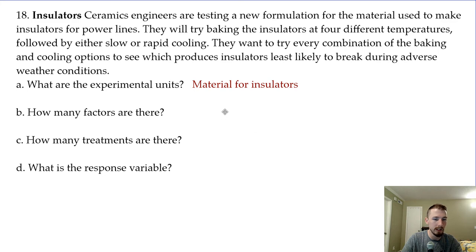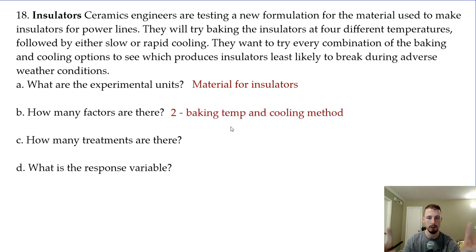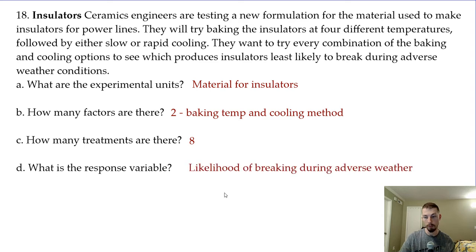How many factors are there? Well, we have 2, the baking temperature and the cooling method. How many treatments are there? Well, there were 4 levels and 2 levels, so 4 times 2 would be 8. So we'd have 8 altogether. What is our response variable? That's what we're measuring, which is how long they last, or whether or not they're going to break. So likelihood of breaking during adverse weather.